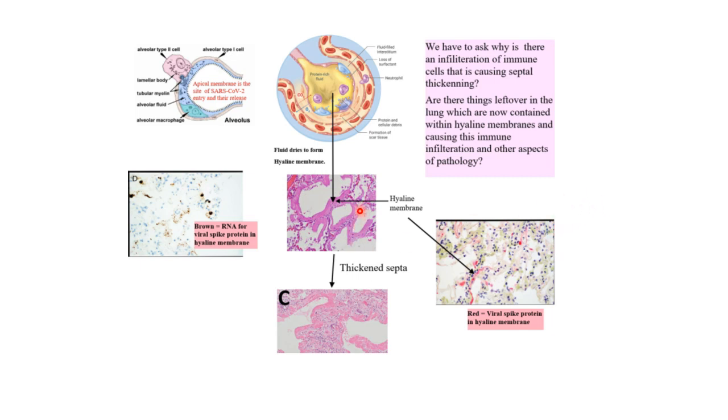And in this slide it shows that there is an immune cell infiltration, fibroblast infiltration to cause thickening of the septa. This is extra pinky material here, more pink, that's fibrin. We have to ask, why is there an infiltration of immune cells that is causing septal thickening? Are there things left over in the lung which are now contained within hyaline membranes and causing this immune infiltration and other aspects of pathology?